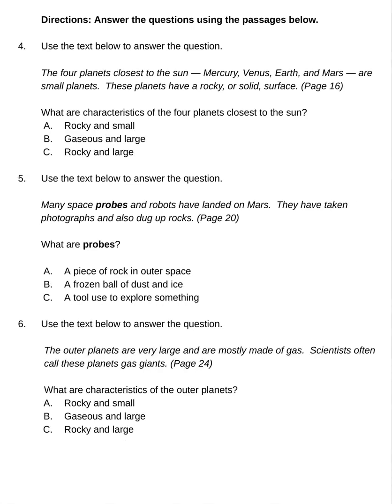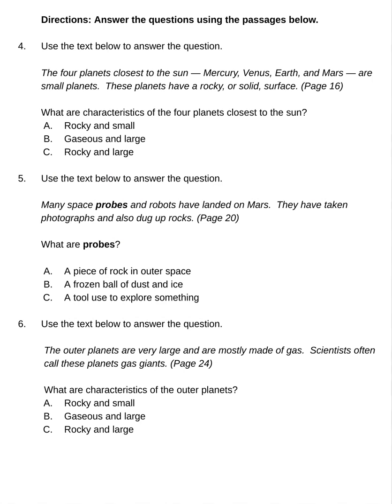Number 4, use the text below to answer the question. The 4 planets closest to the sun, Mercury, Venus, Earth, and Mars, are small planets. These planets have a rocky or solid surface. What are characteristics of the 4 planets closest to the sun? A. Rocky and small. B. Gaseous and large. C. Rocky and large. Circle the correct answer and highlight it in the text above.